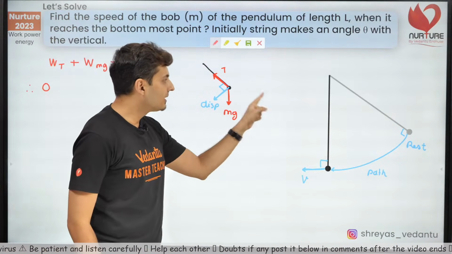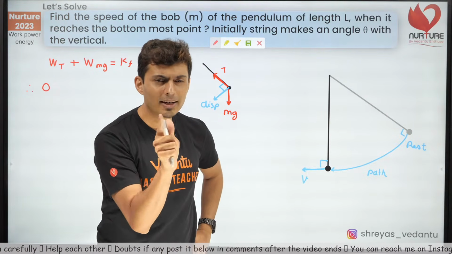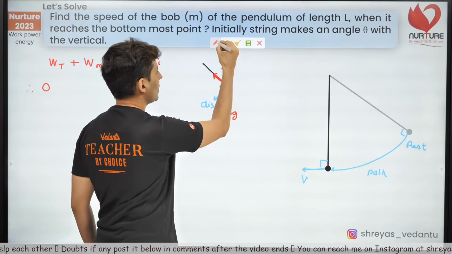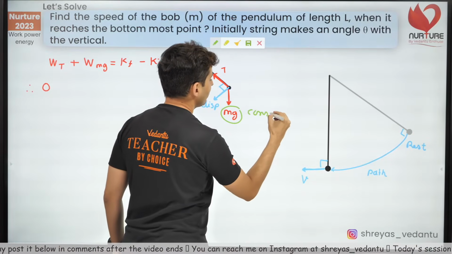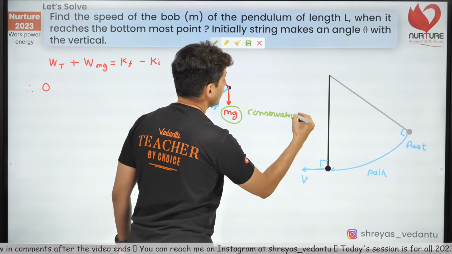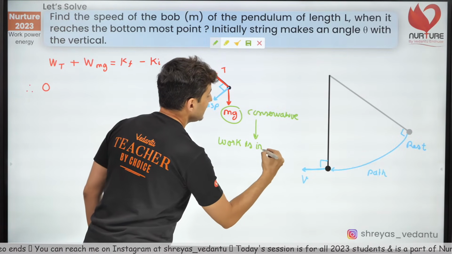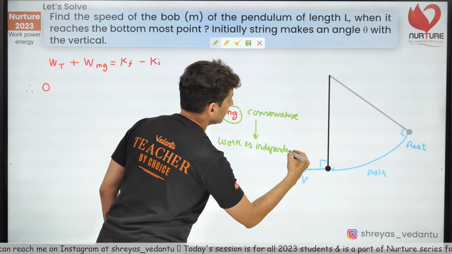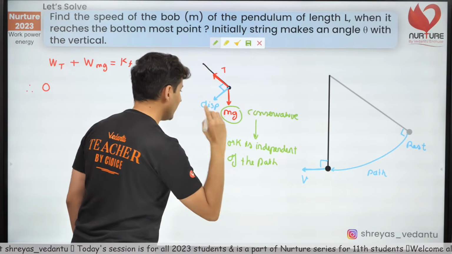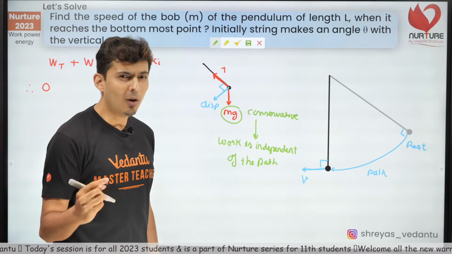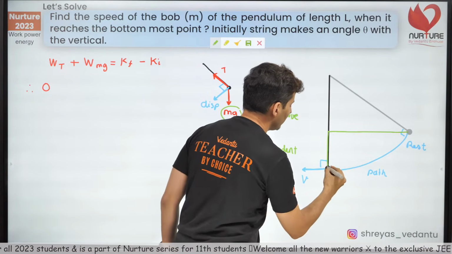Now think about it, isn't gravity a conservative force? So work done by gravity is independent of path. Let me just put it over here. This is a conservative force. And whenever you have a conservative force, the work is independent of the path as long as the initial and the final positions are the same. So how about choosing a convenient path? And my convenient path is this and this.